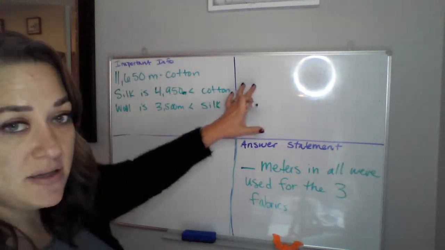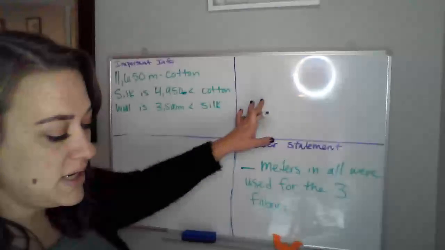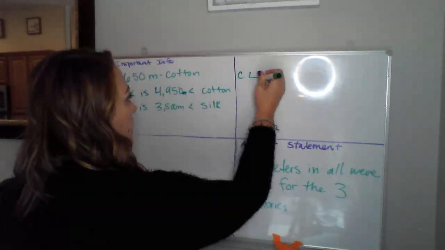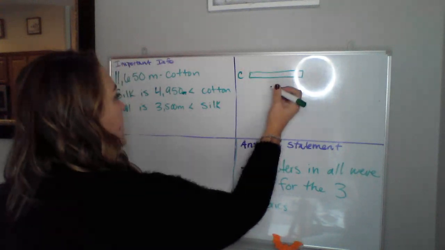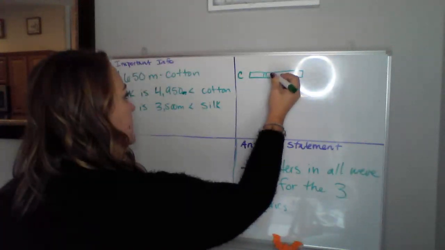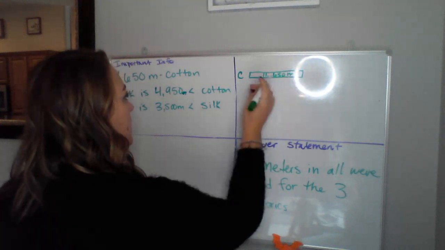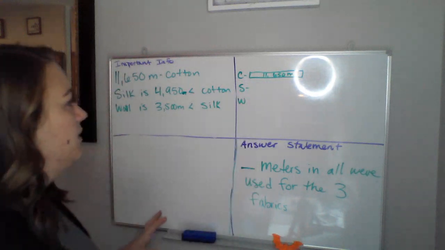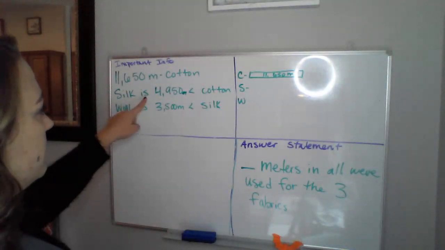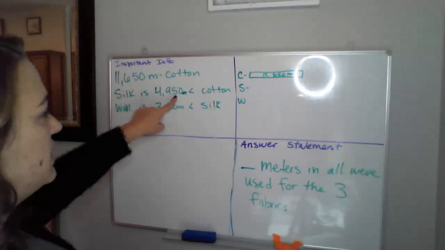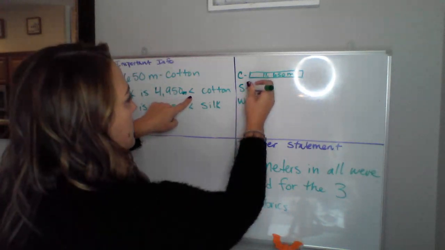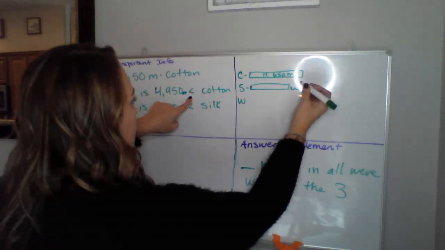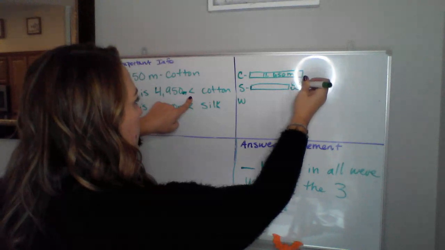So we can represent this in a tape diagram to kind of show our thinking. Our first one that we know for sure is cotton. And we know that value is 11,650 meters. And then we have silk and we have wool. And what do we know about the silk? We know that the silk is 4,950 meters less than cotton. So it's going to be smaller than cotton. And the amount that's less than is 4,950.